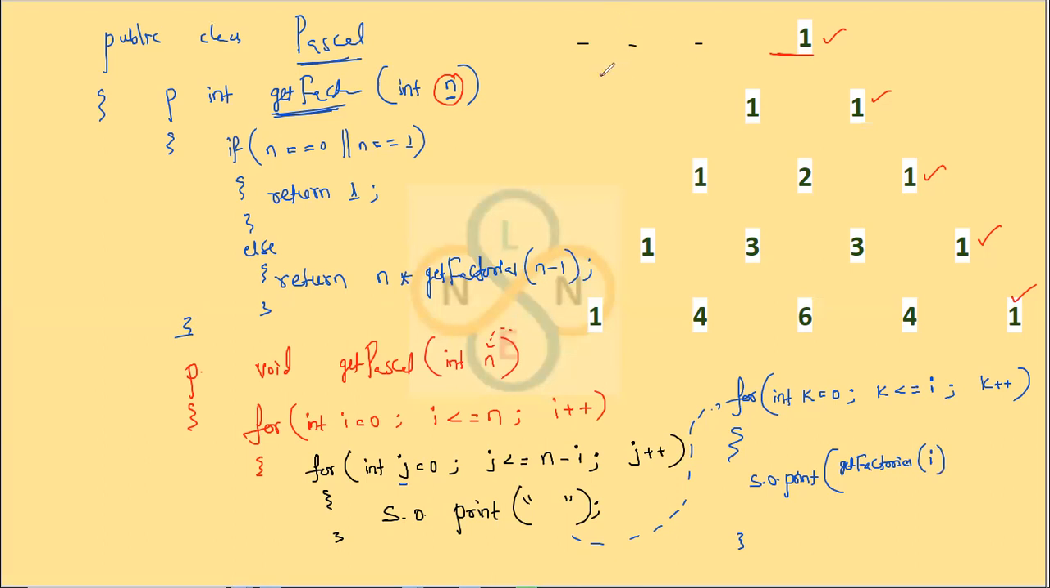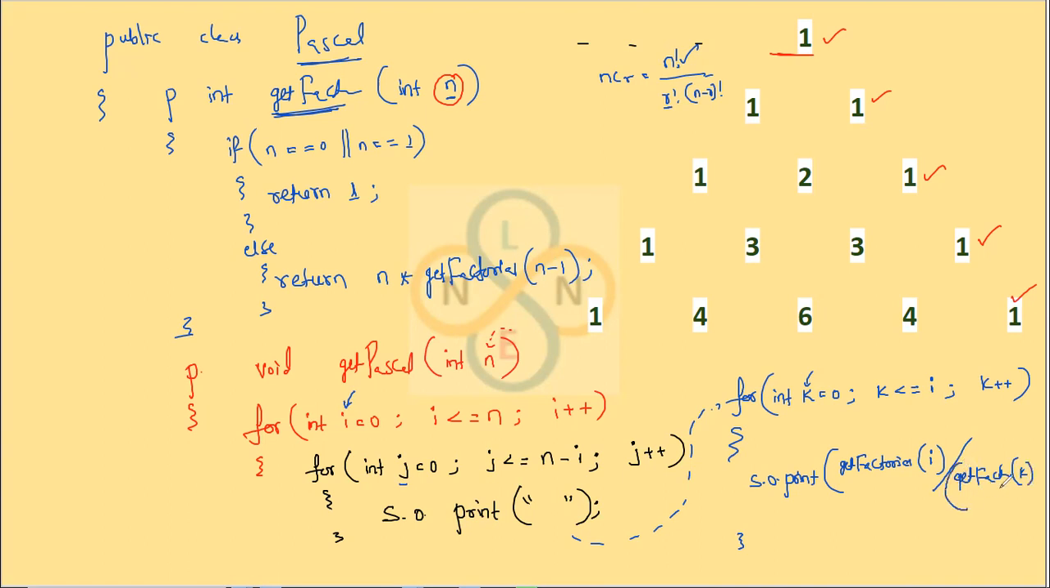So just remember, nCr means n factorial by r factorial into n minus r factorial. For n itself, we are using i as a variable. Then for r, what's the variable? k is the variable. Inside the parenthesis, I'm using a division operator. So here we have to call the getFactorial method once again, getFactorial with k as the input.